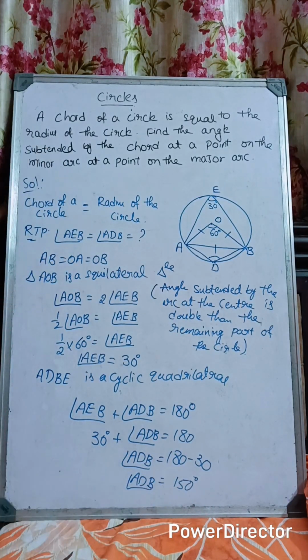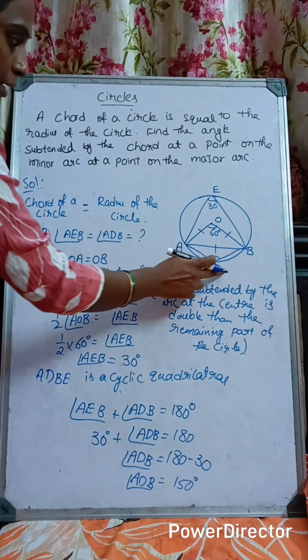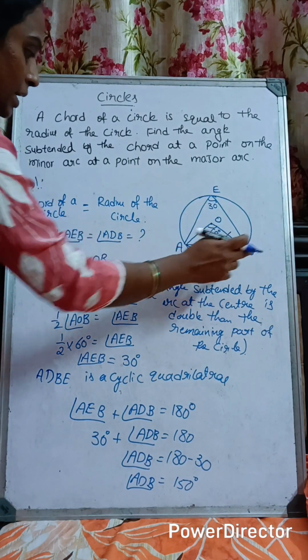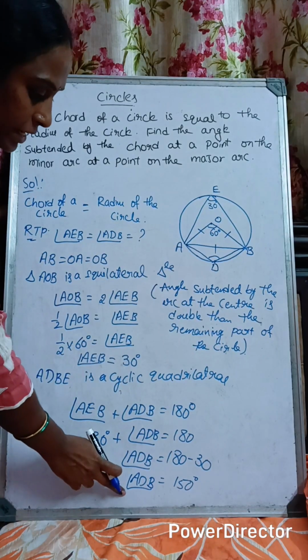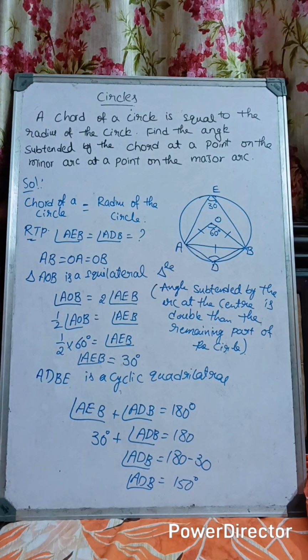So they are asking us to find the angle at ADB and the angle at AEB. The angle at AEB is what? 30 degrees. And the angle at ADB is what? 150 degrees.